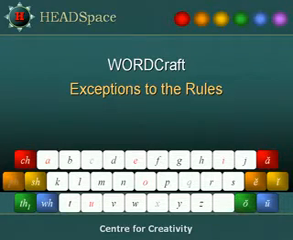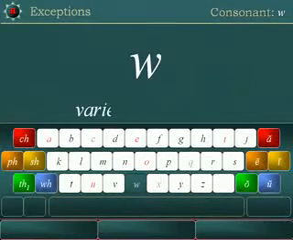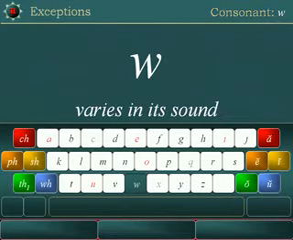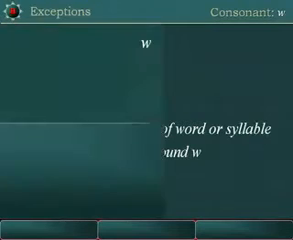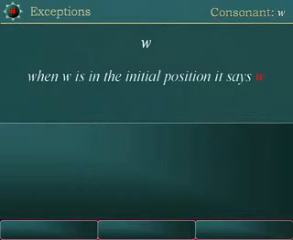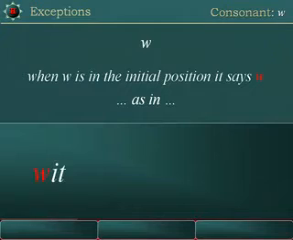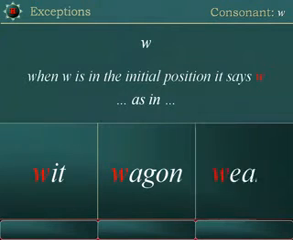Exceptions to the rules. Consonant W. W varies in its sounds. One. W in the initial position of words or syllables makes the sound w. When W is in the initial position, it says w, as in wit, wagon, wary.